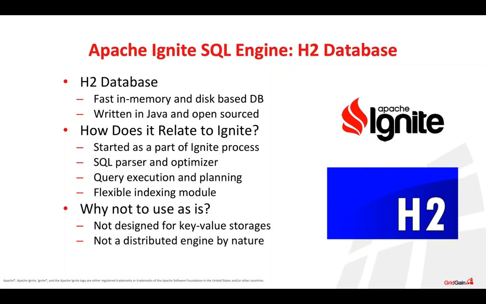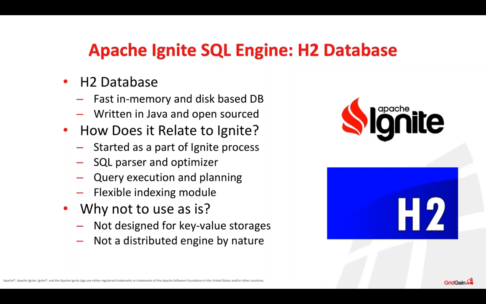So what is H2 database? H2 database is a fast, memory and disk-based database engine. This database is purely written in Java and available under an open source license. It has already recommended itself and is used in a variety of projects. And in the Apache Ignite community, we decided to use this database to address a variety of tasks that need to be done by our Ignite SQL engine.